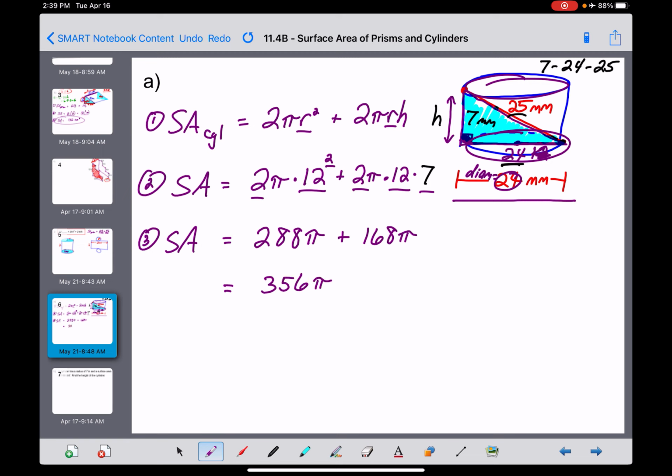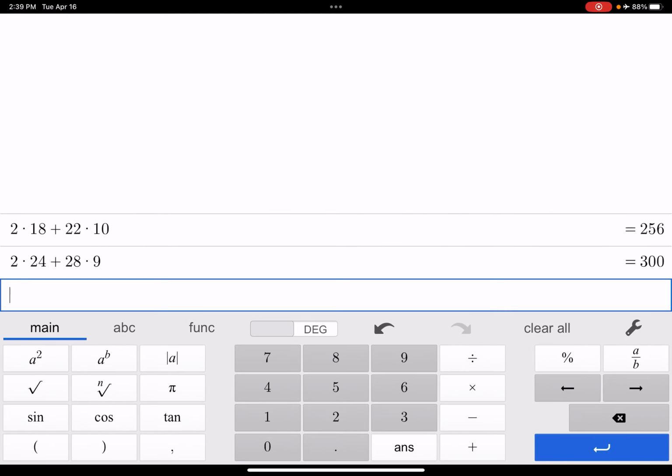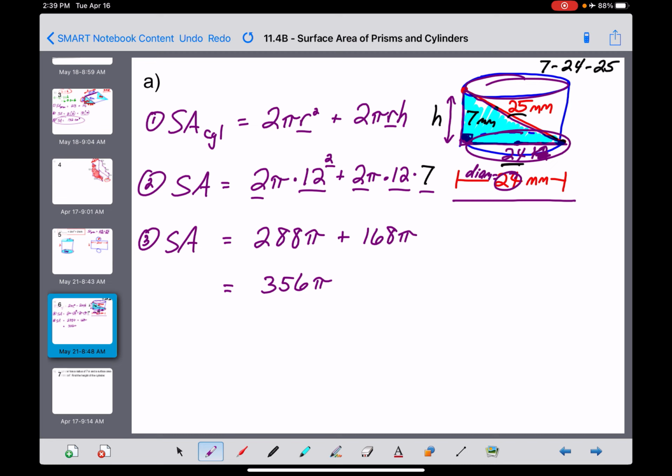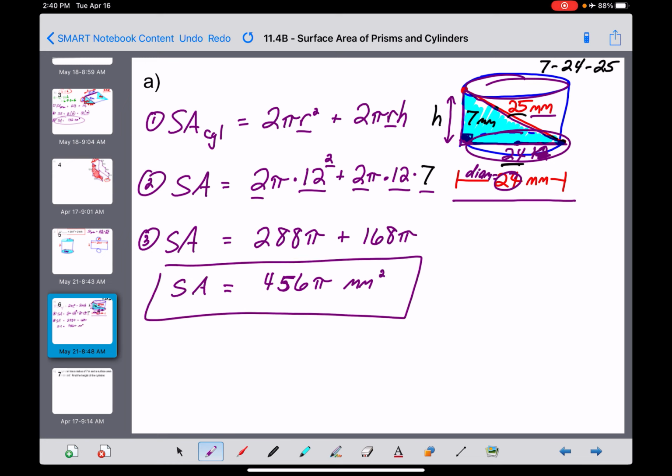And let's see. That should be 356 pi, if I'm not mistaken. Let me double check that. 288 and 168. Right? Boom, boom, boom. All right, got us 456. Oh, I forgot to carry the 1 right there. That's kind of important. That's why you should check that stuff, kids. 456 pi. Everything was in millimeters here, so we're now talking square millimeters for the surface area of that cylinder there. Okay, there we go.